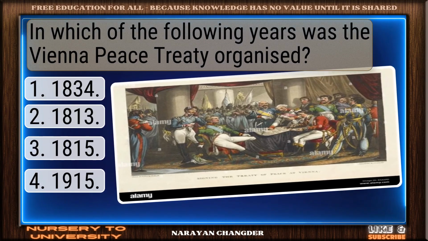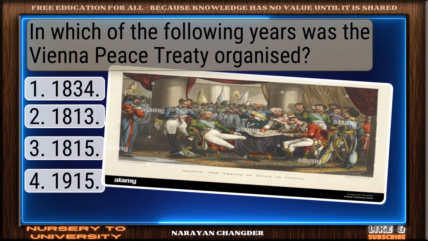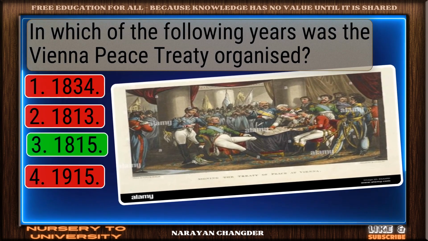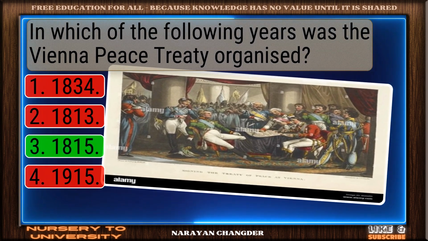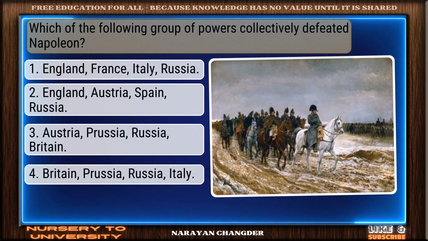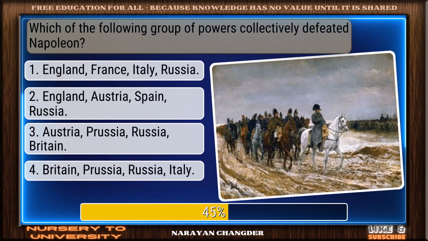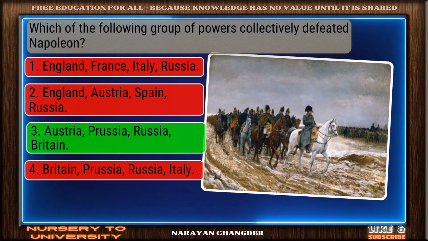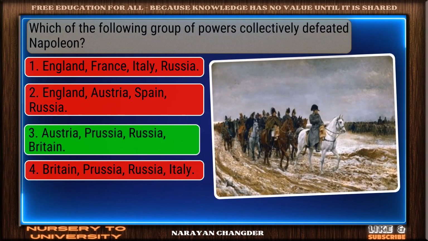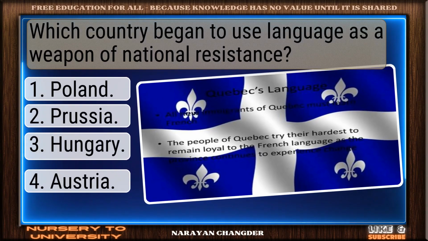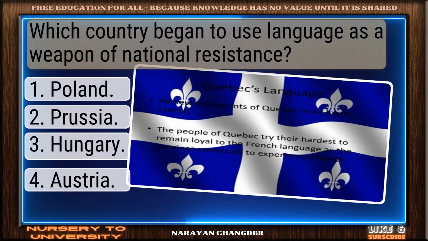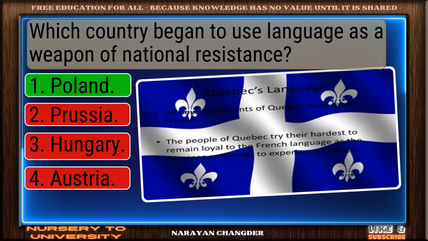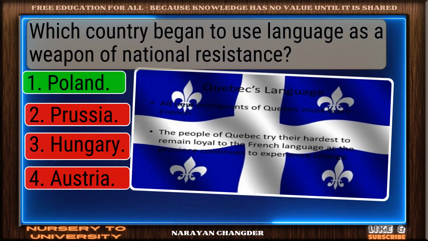In which of the following years was the Vienna Peace Treaty organized? Smart move. 1815 is the accurate answer. Which of the following group of powers collectively defeated Napoleon? Sharp thinking. Austria, Prussia, Russia, Britain is right. Which country began to use language as a weapon of national resistance? Good job. Poland works well.